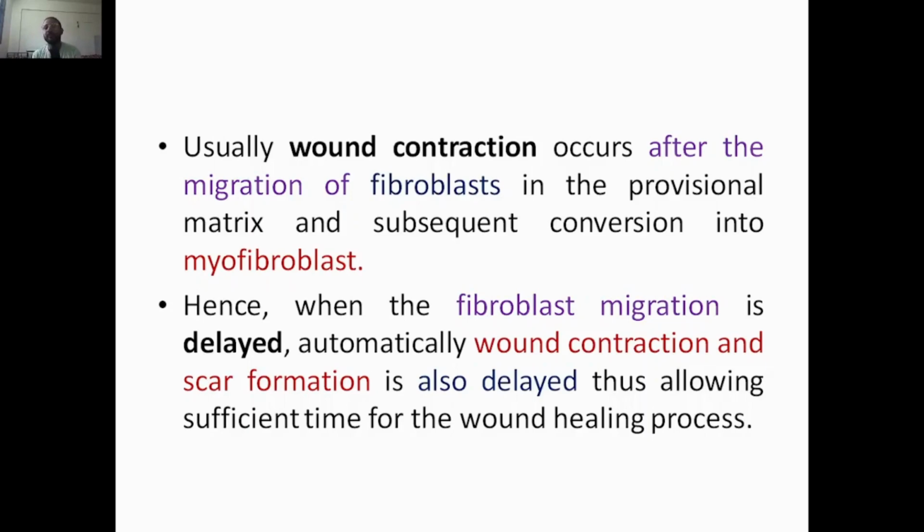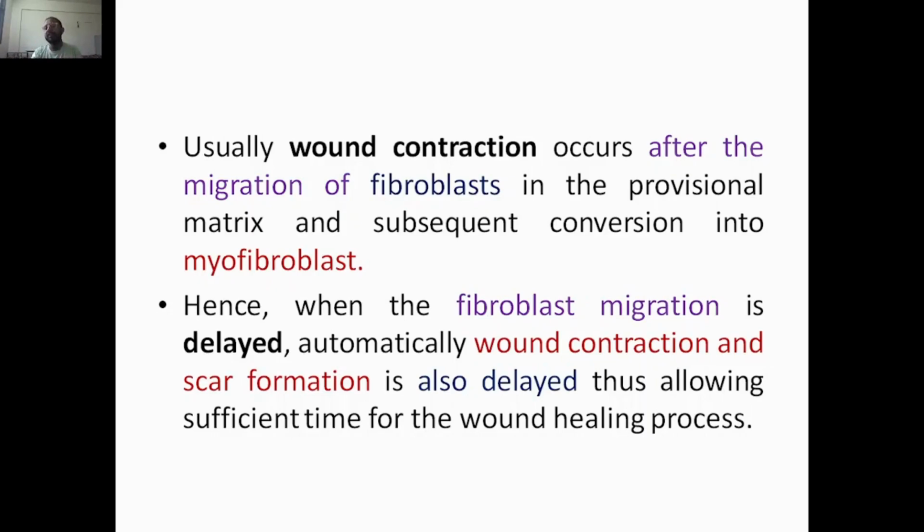After this migration of the fibroblasts, the wound contraction takes place in the provisional matrix. That's what we discussed in the previous topic. If we go back and see the provisional matrix, it will happen there. Then there is subsequent conversion into the myofibroblast. Now the fibroblast will be converted into the myofibroblast.